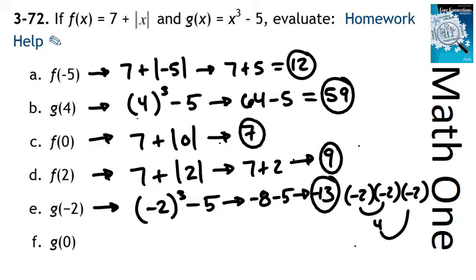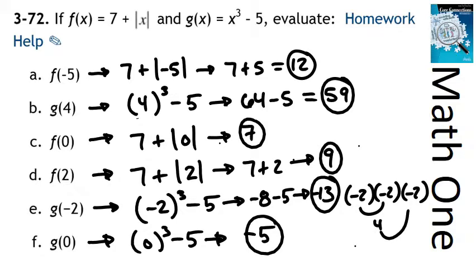And then finally, our last one is what's g of 0? Well, cubing 0 is pretty easy, right? 0 to the third power is 0, and we need to take 5 away from that. So we just get -5 when our input to the function g is 0.